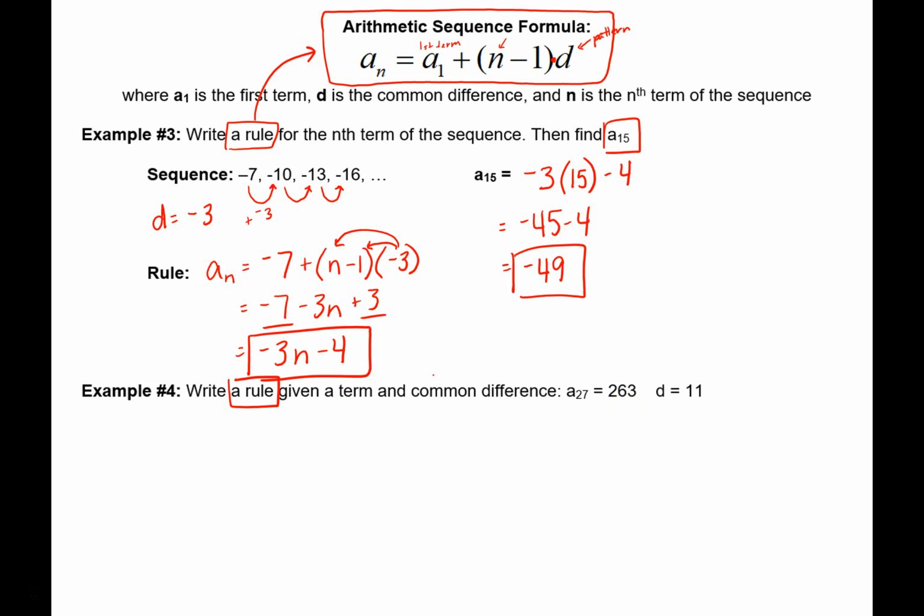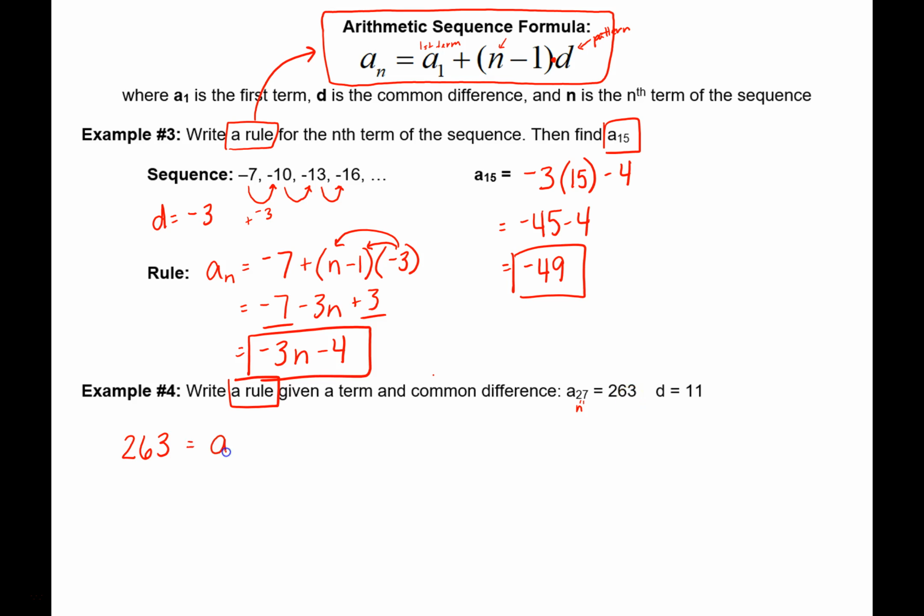We don't have to find a number in the list. So we're going to use that formula. We know a sub n is 263, right? Because we know the 27th. So when n is 27, a sub n is 263.